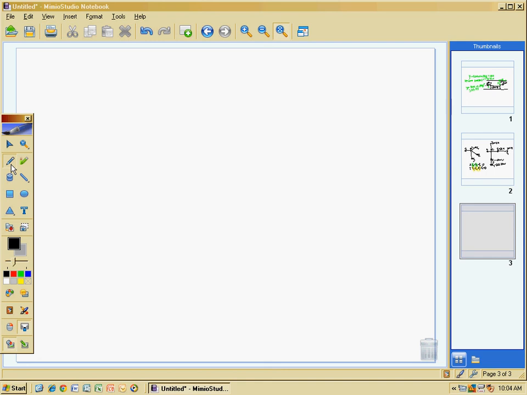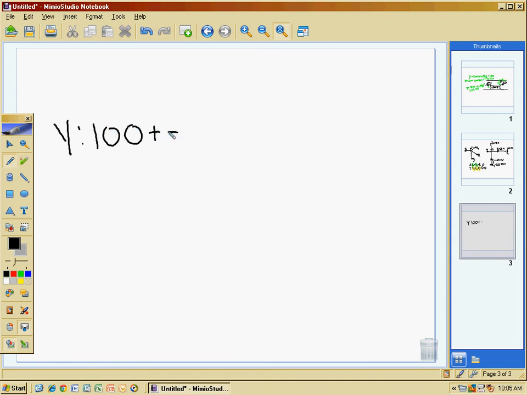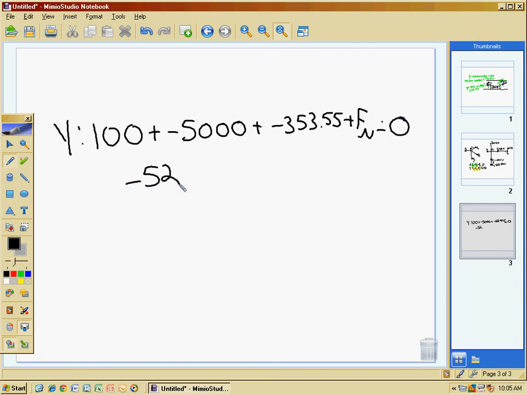Let's plug in the numbers we had. In the y direction, we had the y component of tension, which was 100, plus gravity, which was negative 5,000, plus the y component of the applied force, which was negative 353. Plus the normal force all adds up to 0. Well, if you plug into your calculator 100 plus negative 5,000 plus negative 353.55, what you're going to get is negative 5,253.55.